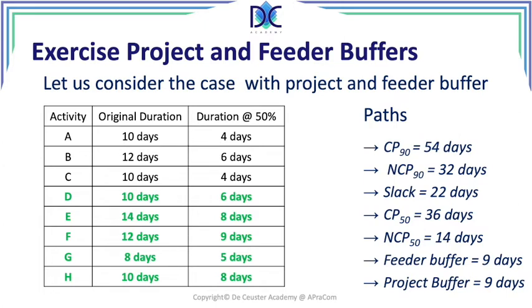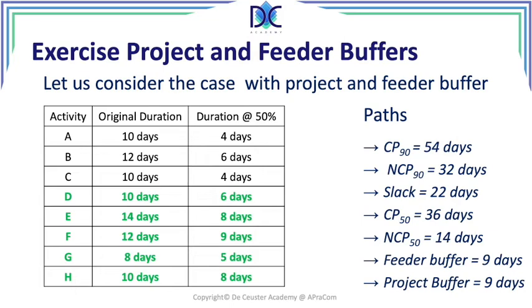Now we look at the feeder buffer, so we have to make the difference between the critical path and the non-critical path at 50 and at 90%. So 32 minus 14 is 18, divided by 2 gives us a feeder buffer of 9 days. And when we look at the critical path, 54 minus 36 is also 18, so we find a project buffer of 9 days.